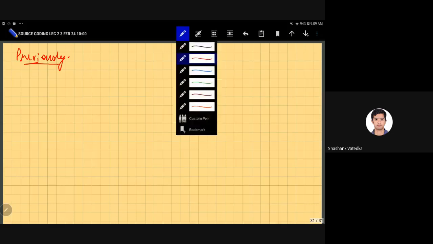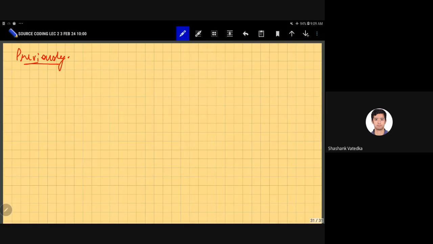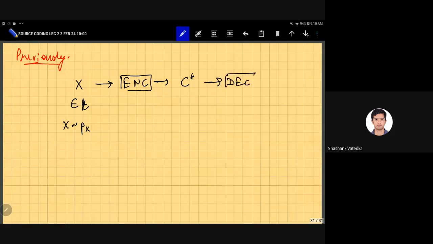Okay, so far we've been dealing with the following setup where we want to compress a source, which we've assumed is some symbol X coming from an alphabet. We assume that X is distributed according to Px, and this is encoded, compressed, to get a k-length code word sequence, which can be decoded to get back X. And k is a function of X.